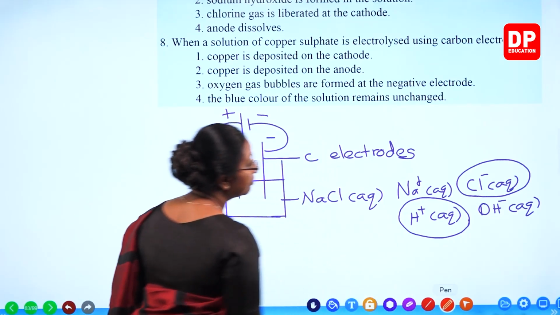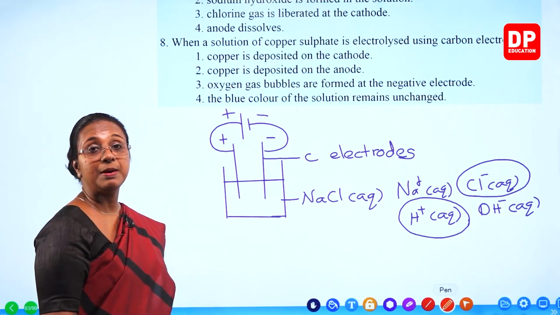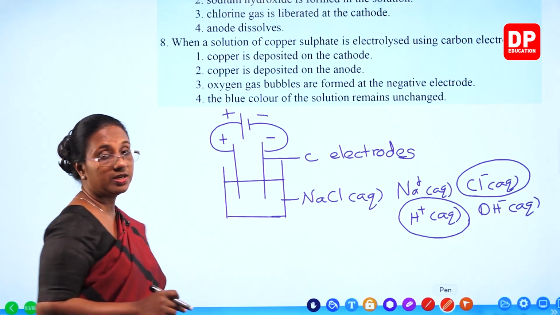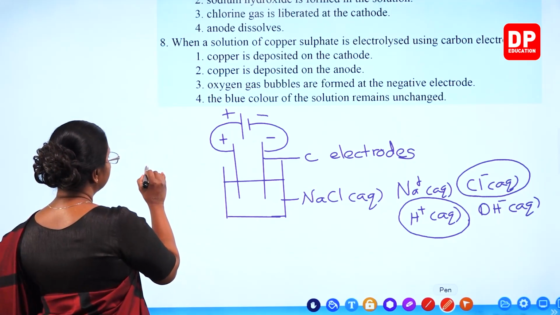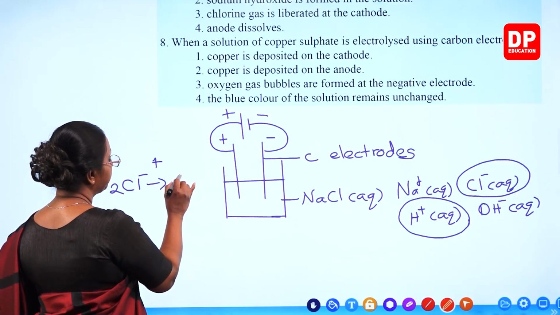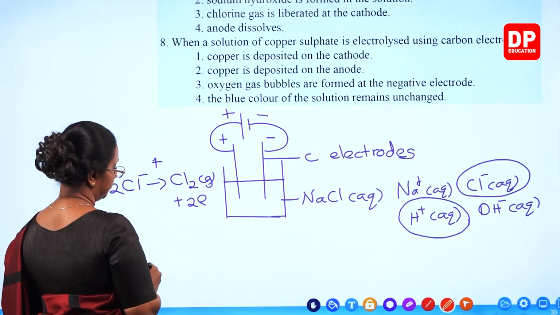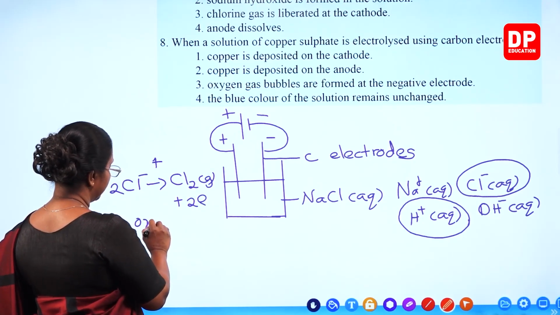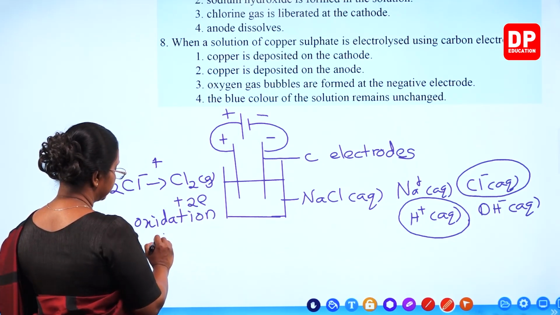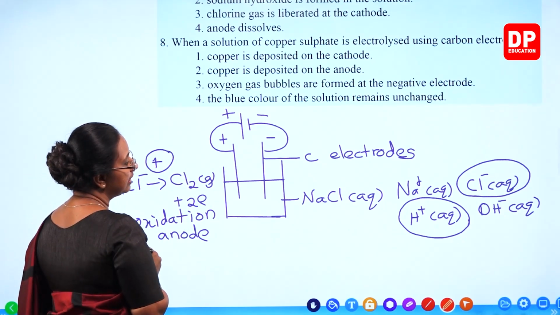So there, what will happen? Since the electrodes are positively and negatively charged due to the connection with the power supply, the negative ions migrate towards the positive electrode. So near the positive electrode, Cl- ions become Cl2 gas, losing electrons. So this is oxidation. And the positive electrode is the anode.